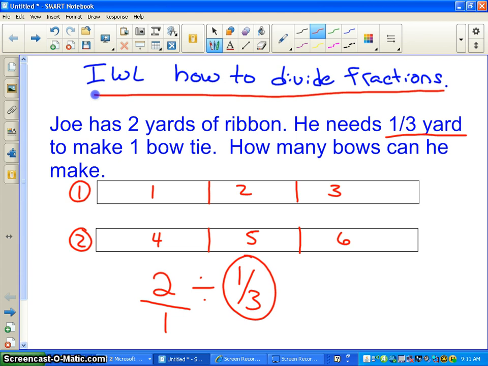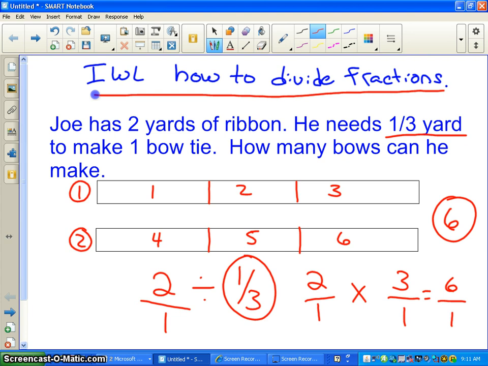When we flip it, we still have our 2/1, and by flipping the second fraction, we make it 3/1. Flipping it makes it a multiplication problem. When we multiply, we multiply across. 2 times 3 equals 6, and 1 times 1 is 1. So we know that our answer is 6. That is a simple way to be able to divide fractions.